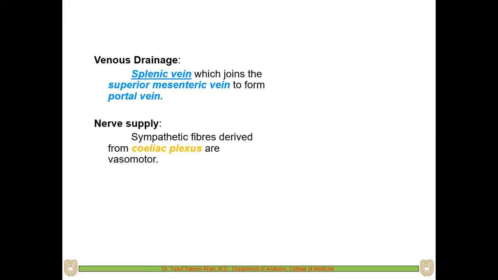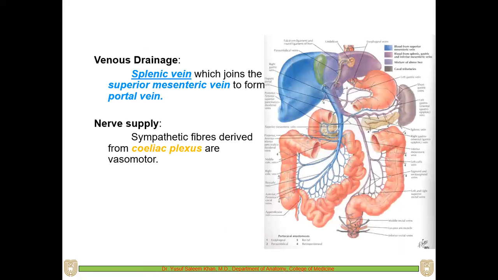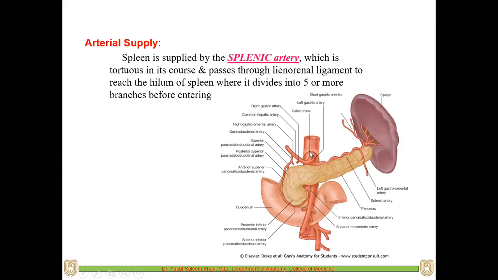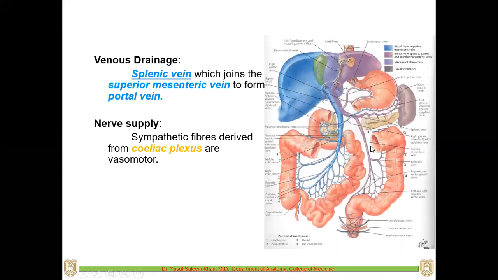Now coming to the venous drainage, it is by the splenic vein. Here you can see the same splenic vein. Before, you saw the splenic artery from the abdominal aorta and the celiac trunk. Now this is the splenic vein. This is also tortuous, and it joins the superior mesenteric vein to form the portal vein, a very important vein. The splenic vein drains the spleen along with other organs, and it joins the superior mesenteric vein to form the portal vein. This is the portal vein.